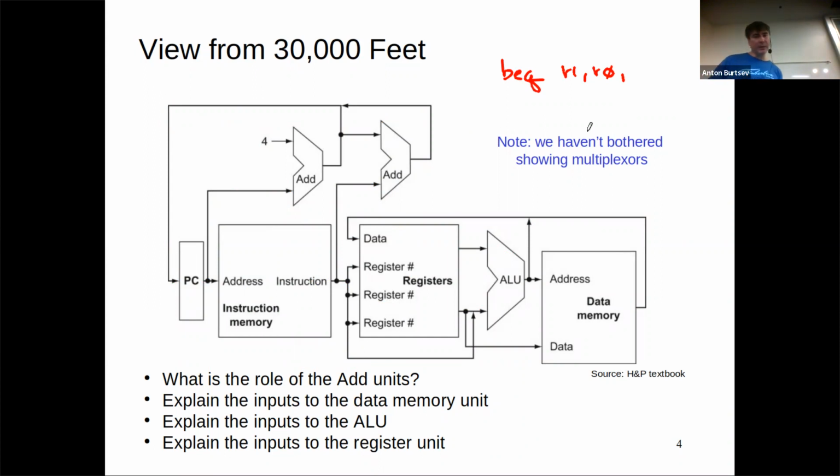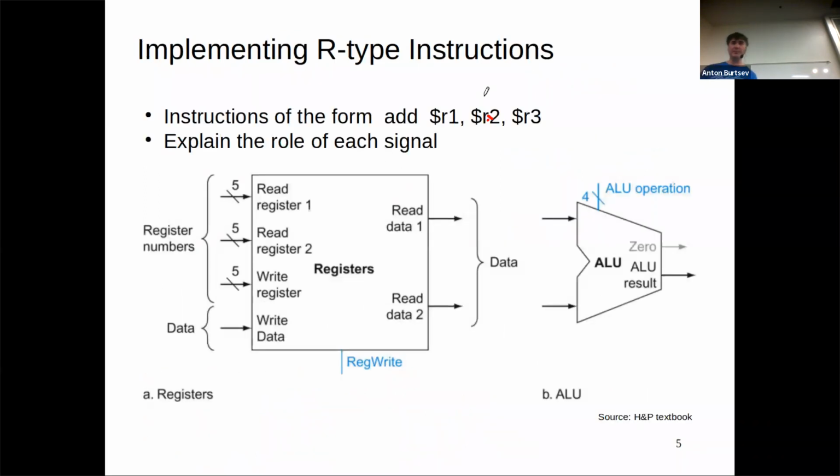There might be, let's drill down. Gradually, in the next couple of minutes, we'll zoom in and see how branch equal is actually implemented. For example, back to the R-type instructions, like addition, where R1 equals the value of R2 plus R3.